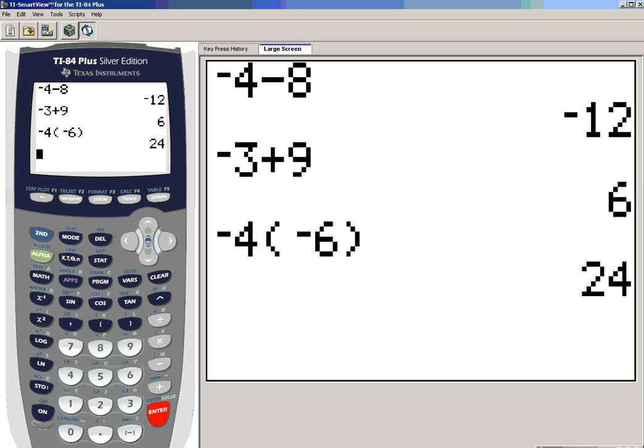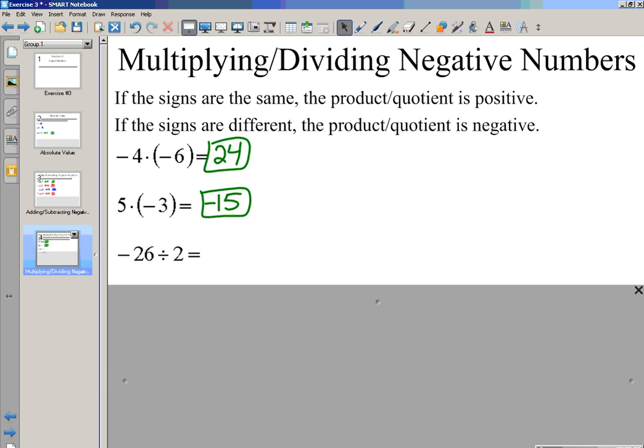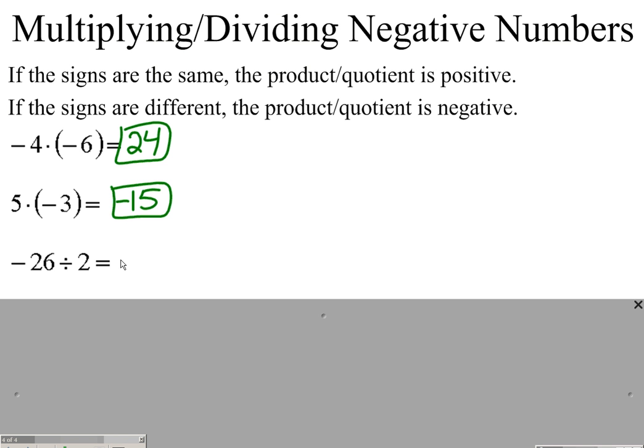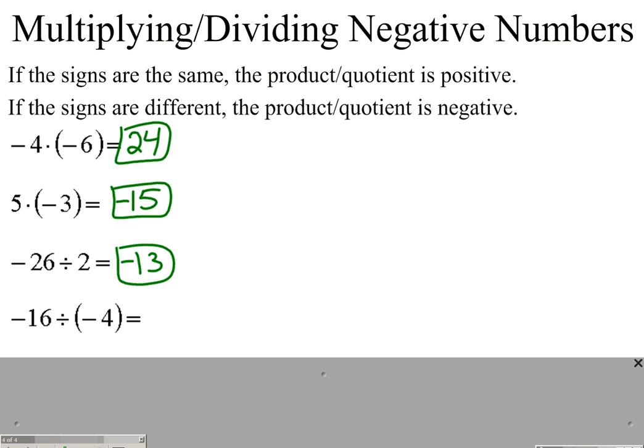-26 divided by 2, plug that in just like you see it. -26 divided by 2. We get -13. Last one, -16 divided by -4. We know right away that we should get a positive solution here because the signs are the same.